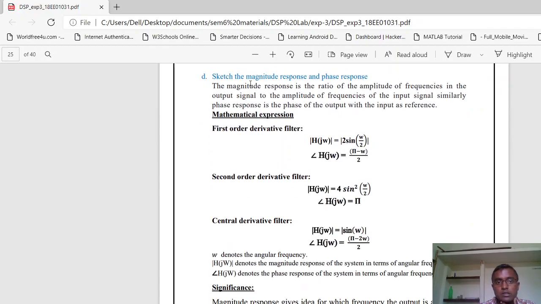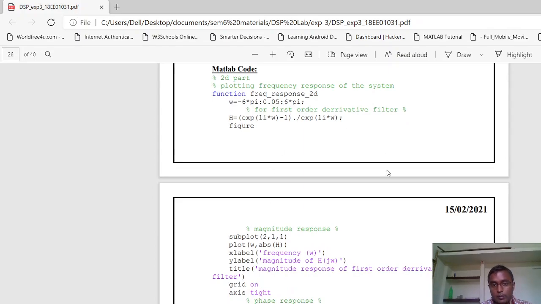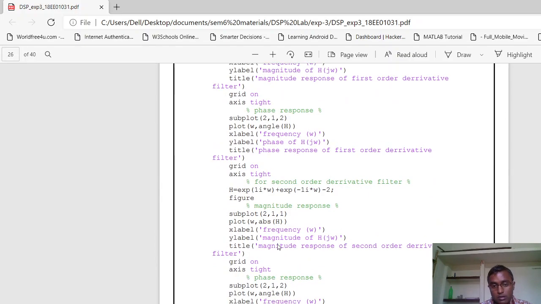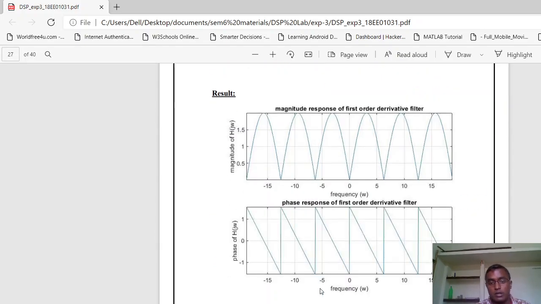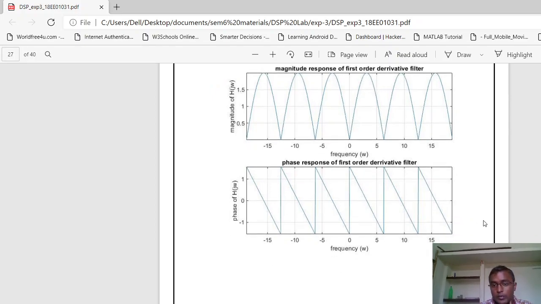After that, the sketch. We have calculated h of j omega, so we can take the mod of h of j omega for the magnitude response, and for the phase response we can take the angle of it, and plot these. This is our MATLAB code. Here I am using the first order derivative filter, the second order derivative filter, and in the downward part the central derivative filter. This is our output: it is somewhat a sinusoidal graph, meaning mod of sine graph, and the phase is also zigzag.